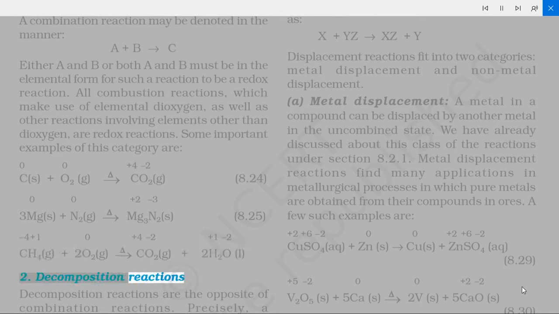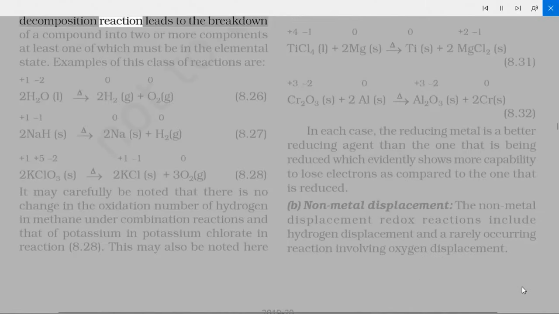2. Decomposition reactions. Decomposition reactions are the opposite of combination reactions. Precisely, a decomposition reaction leads to the breakdown of a compound into two or more components, at least one of which must be in the elemental state.